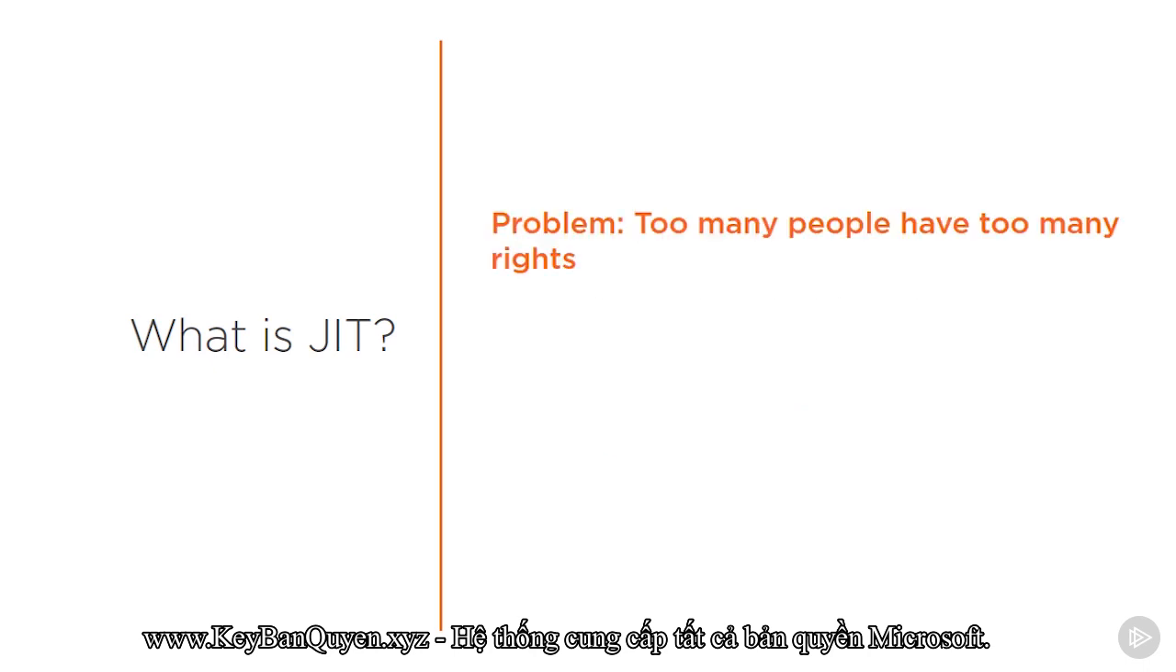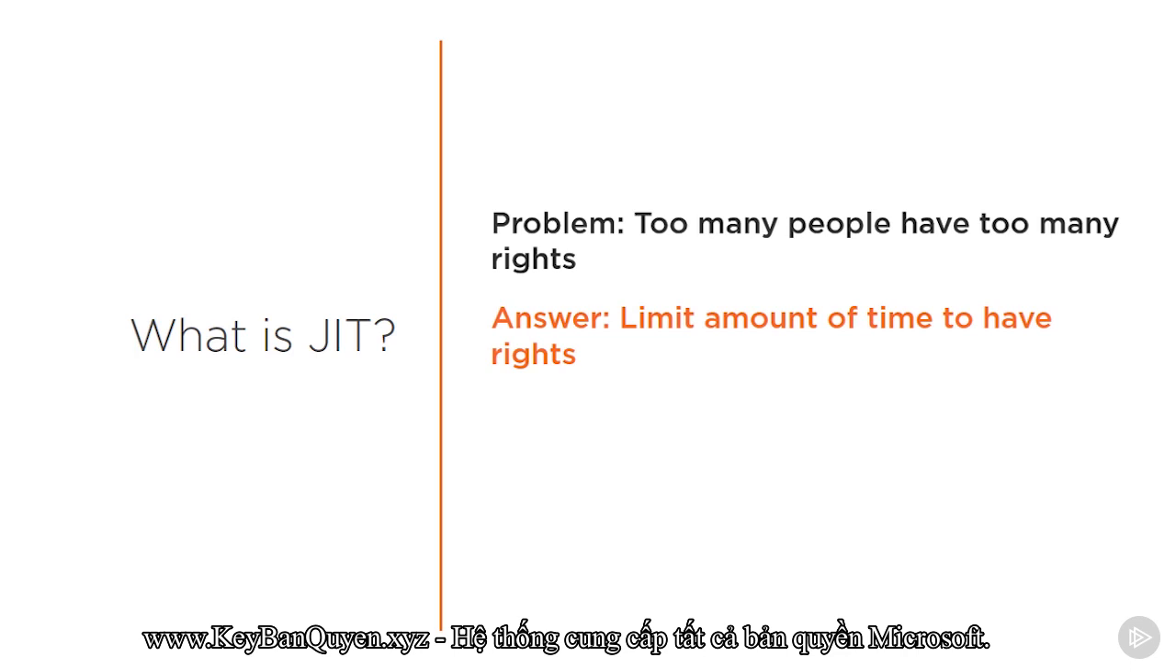So why do we need just-in-time administration? Well, we have a problem. Too many people have too many rights. The answer is to limit the amount of time to have those rights. So we know administrators need rights to do specific jobs. But we can solve this problem of too many rights without taking the rights away by just limiting the amount of time that they have those rights to just the time that they need them.